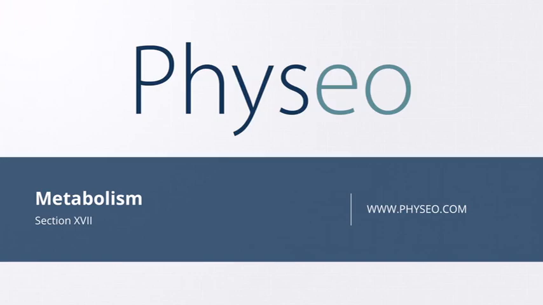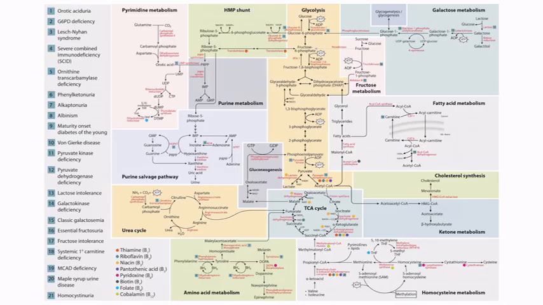Welcome to section 17 of metabolism. In this section, we'll be discussing the metabolism of ammonia. Let's get started. This is the metabolic map provided in section 1 of metabolism. In this video, we're focusing on ammonia. The urea cycle, which can be seen right here, is an important part of ammonia metabolism.